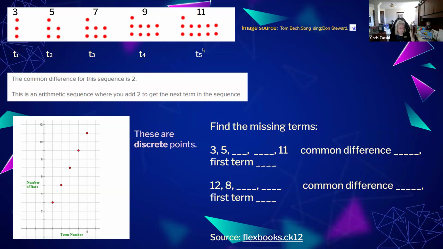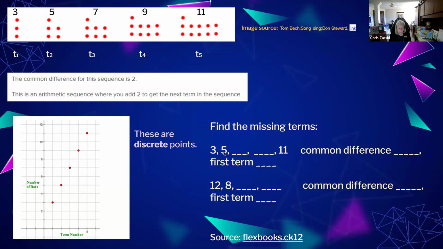And so here's just another example. Here's a term 1, I have 3 dots. Term 2, I have 5 dots. Term 3, I have 7 dots. Again, I can do that same kind of graph, that same type of work that we did before, take this information, put it into a table of values. Or could you find what the missing terms are?